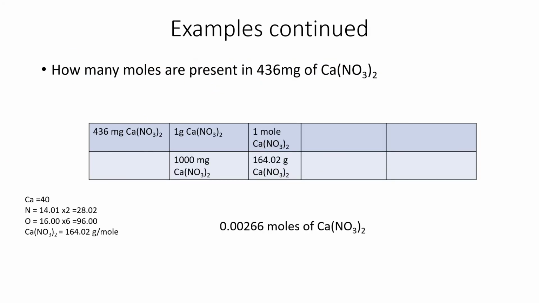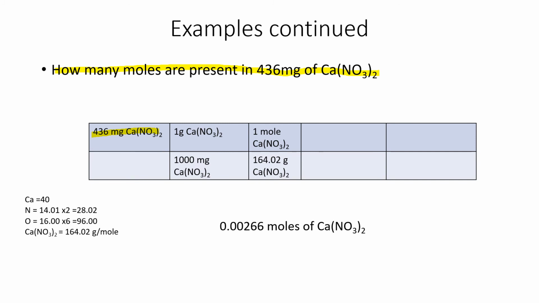We want to look at one more problem, and in this problem, we're asked how many moles are present in 436 milligrams of calcium nitrate. So again, this is a dimensional analysis problem. Set up a 2-row table for yourself. Put your starting information in there, just like always. 436 milligrams of calcium nitrate. What do we want at the end? At the end, we want moles of calcium nitrate.